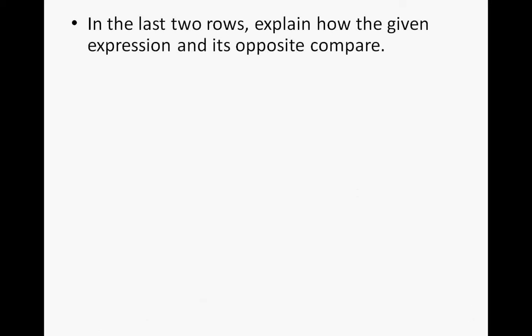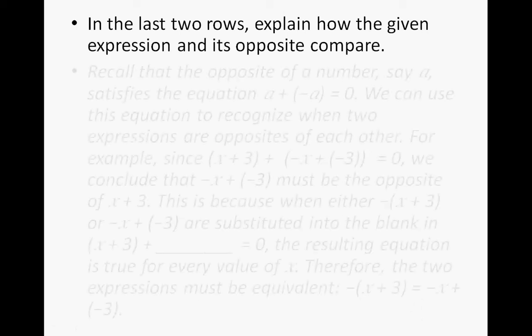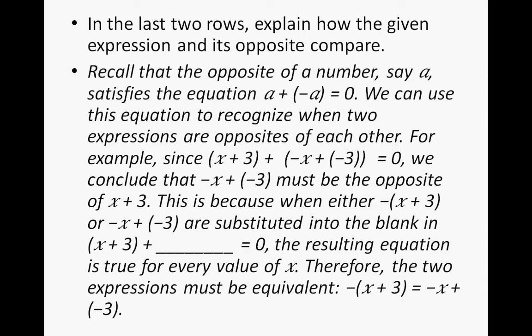So in the last 2 rows, explain how the given expression and its opposite compare. Well, recall that the opposite of a number, say a, satisfies the equation a plus negative a, or the opposite of a, is equal to 0. We can use this equation to recognize when 2 expressions are opposites of each other. For example, since the quantity of x plus 3 plus the quantity of negative x plus negative 3 is equal to 0, we can conclude that negative x plus negative 3 must be the opposite of x plus 3.